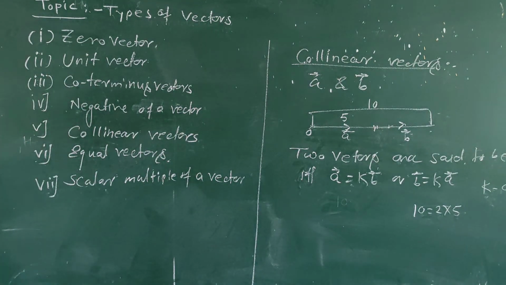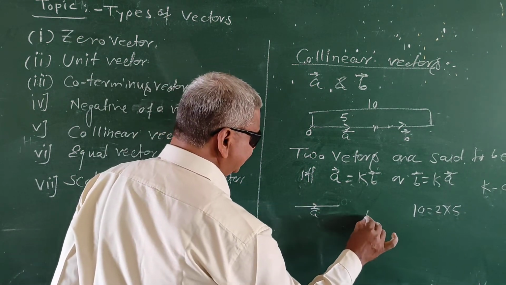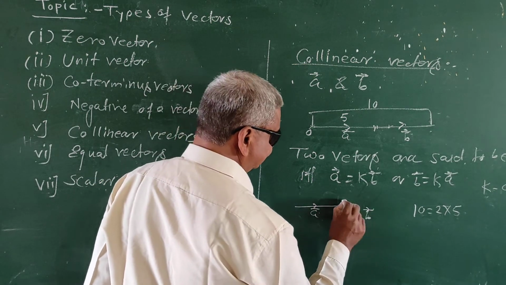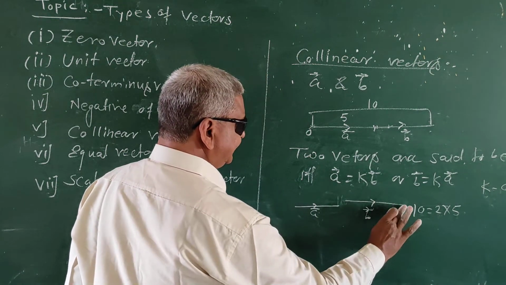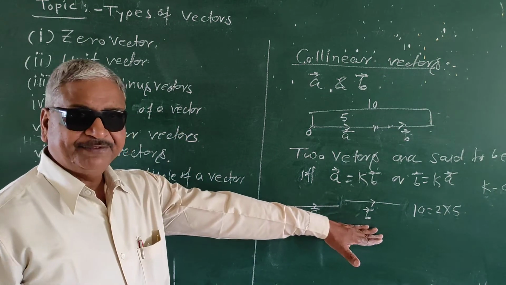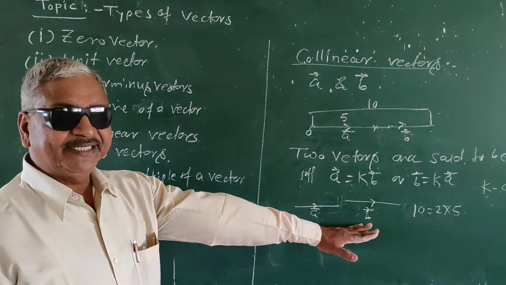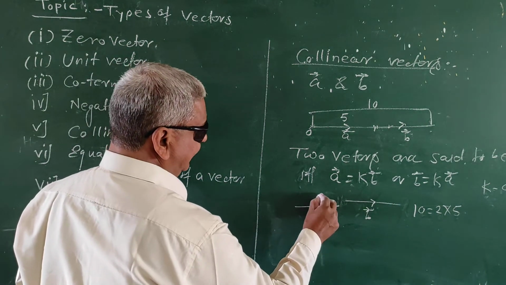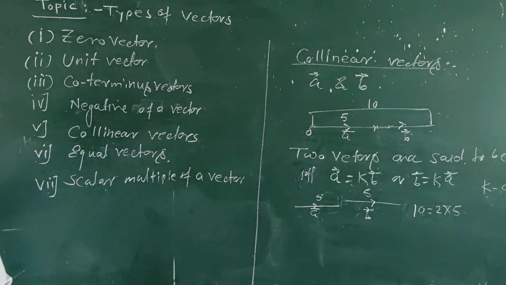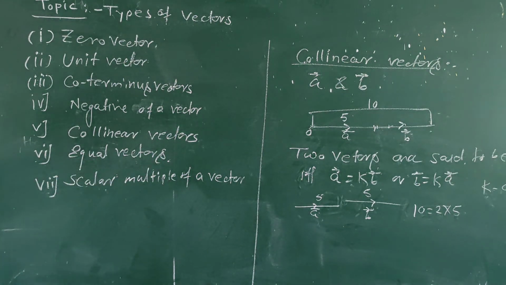Then we come to the equal vector. This is very simple. This is a bar and this is vector b bar. They are said to be equal vectors if and only if their magnitude is the same. Suppose this is 5 and this is 5, then we can say that these vectors having the same magnitude are called equal vectors.